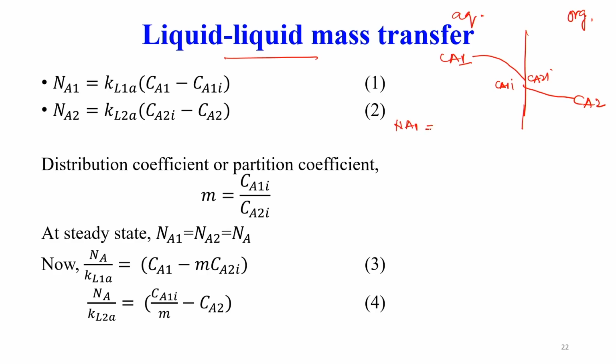So, in the phase 1, what is the rate of mass transfer? We can write Na1 as, for the liquid phase, the mass transfer coefficient is KL1, interfacial area A, times Ca1 minus Ca1i, the interface. Similarly, for the phase 2 or for the other side, this will be Na2 equals KL2 A. Now it is Ca at the interface, it is higher, so it will be Ca2i minus Ca2.